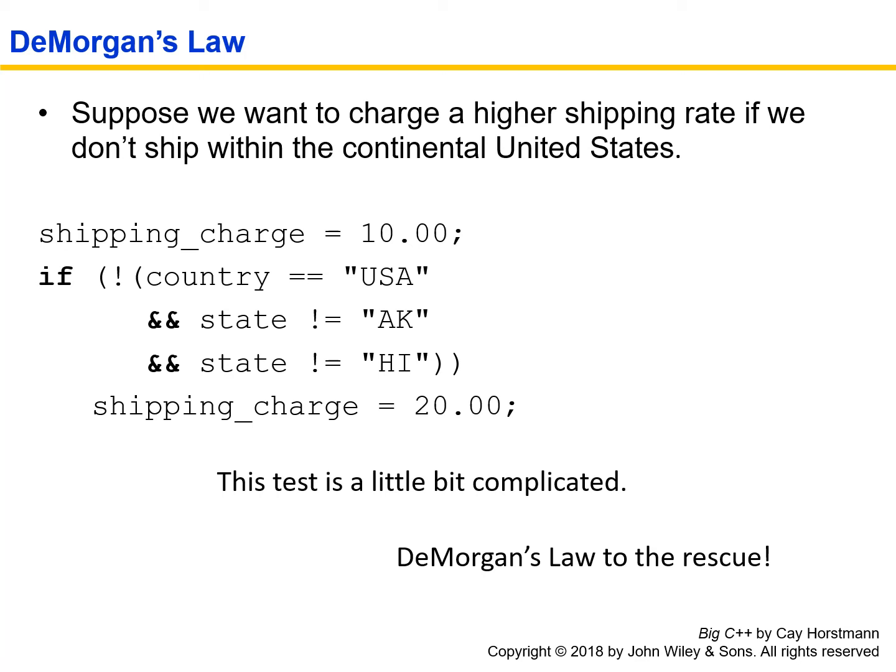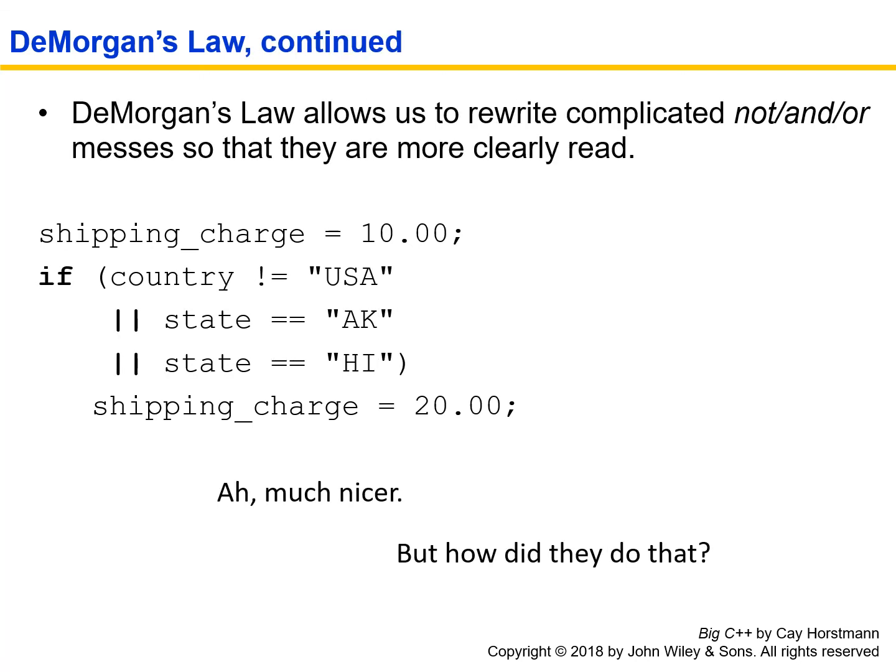Finally, De Morgan's law has to do with how we can multiply nots through a series of things. So if not, country equals USA and state does not equal Alaska and state does not equal Hawaii. Okay, that's confusing. If we multiply the not through this, we get country not equal USA, or state equals Alaska, or state equals Hawaii.